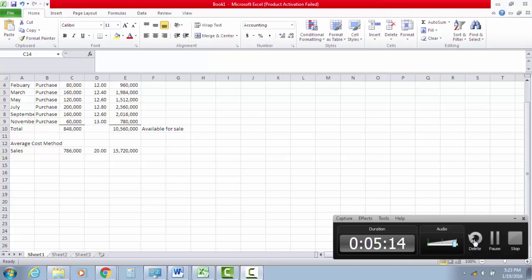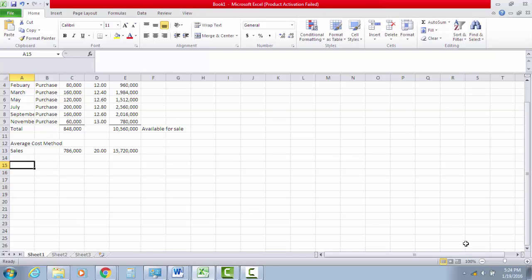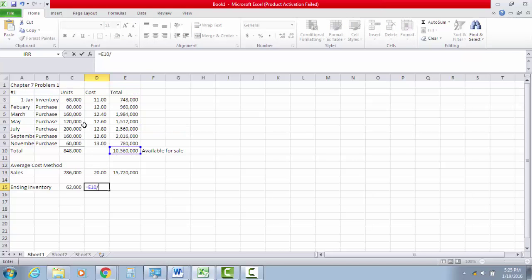So the first step you would need to figure out is what is your ending inventory to calculate your net income, or your income before taxes. Looking at ending inventory, I'm going to use the items above. I had 848,000, I sold 786, so I have a total of 62,000 units. Now, to figure out the average price, I would do the total price divided by the number of units, which gives me $12.45.